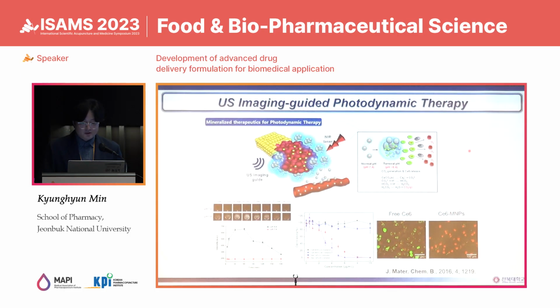Next research is about the photodynamic therapy systems. Using mineralized formulation, we successfully developed the photosensitizer-loaded bubble-generating mineralized formulation for ultrasound imaging and photodynamic therapy.